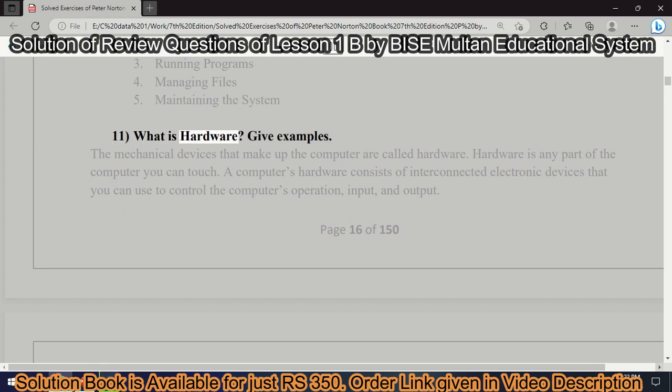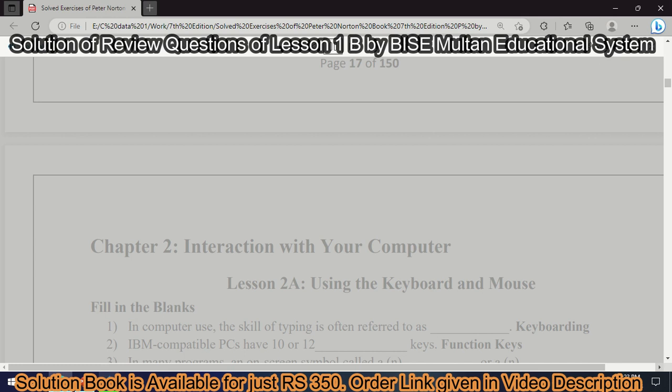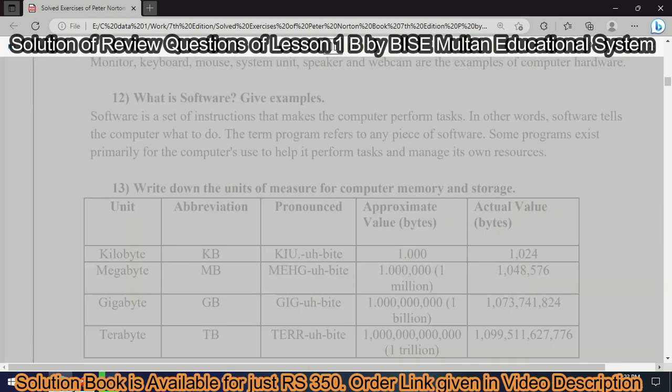11. What is hardware? Give examples. The mechanical devices that make up the computer are called hardware. Hardware is any part of the computer you can touch. A computer's hardware consists of interconnected electronic devices that you can use to control the computer's operation, input, and output. Monitor, keyboard, mouse, system unit, speaker, and webcam are examples of computer hardware.